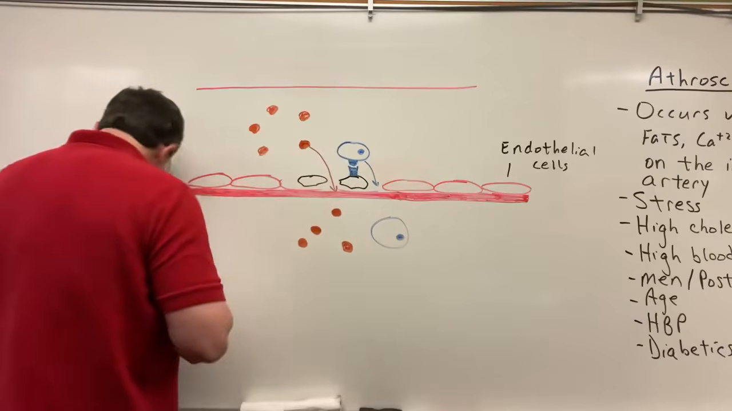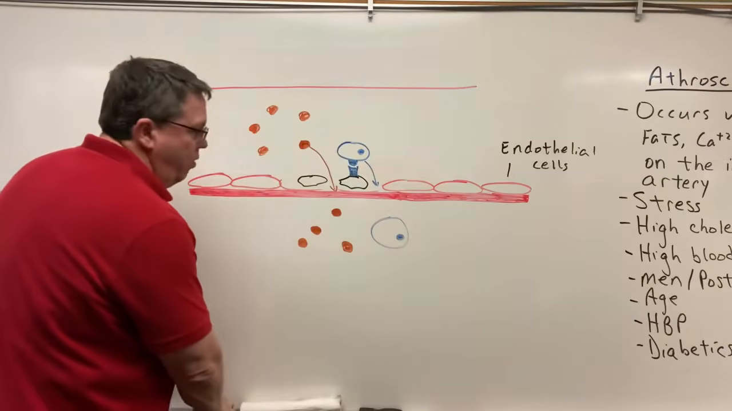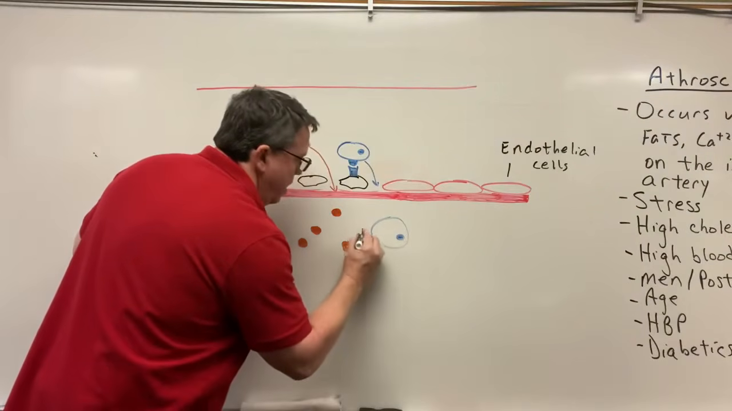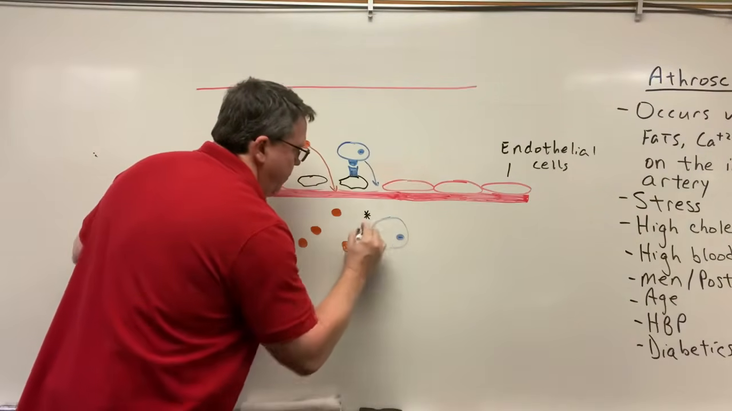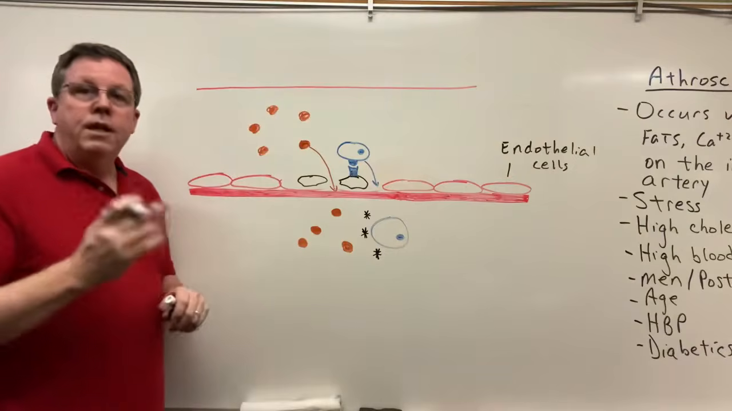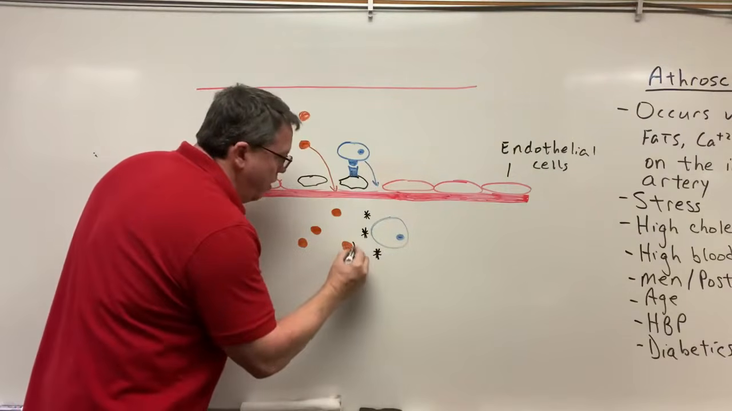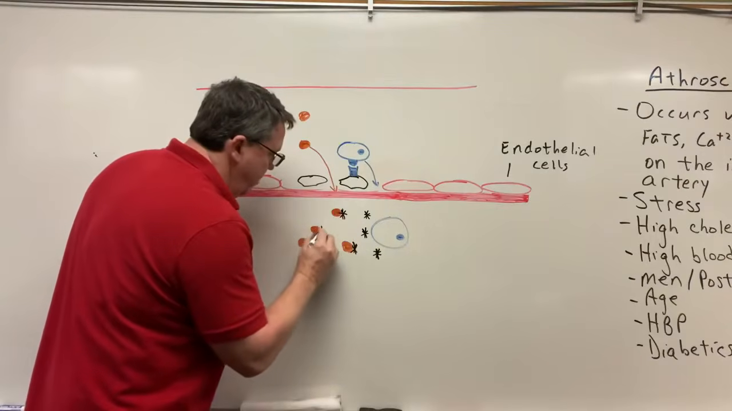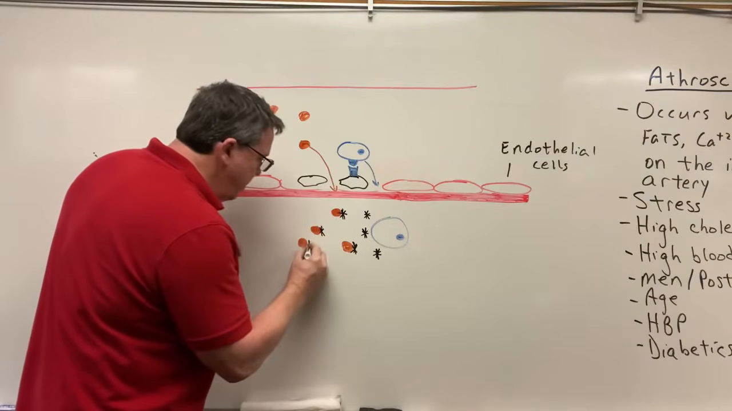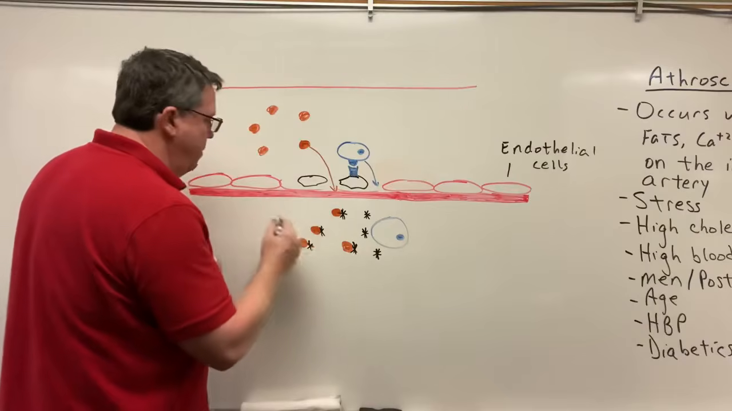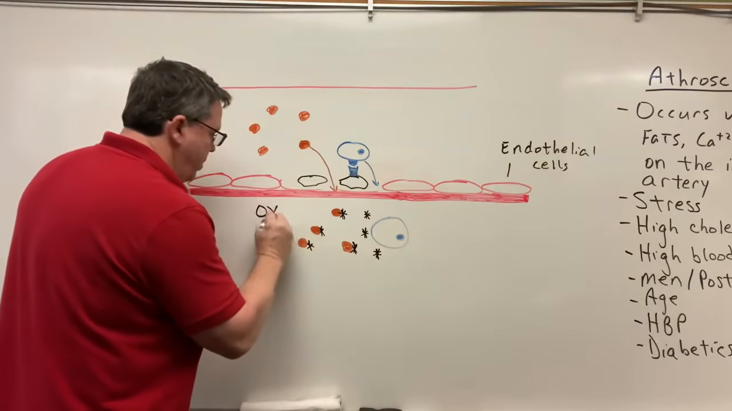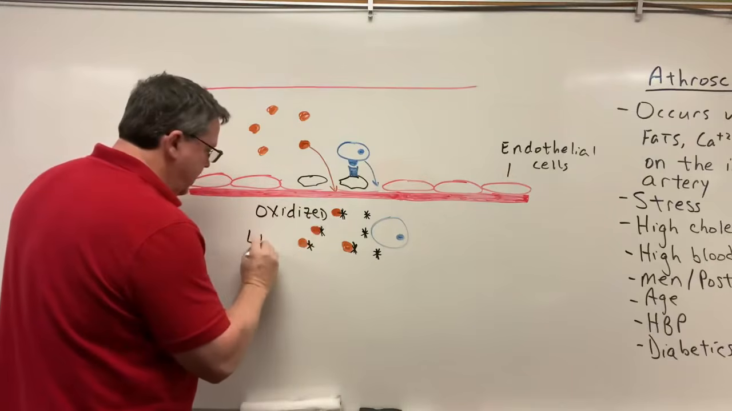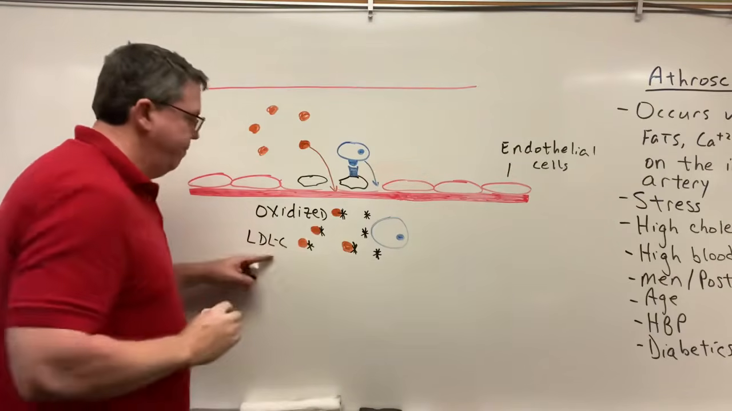The monocyte will release free radicals. There are my free radicals. The free radicals will come over and bond with these LDLs, and the LDLs will become oxidized. When they're oxidized, they're actually called oxidized LDL.